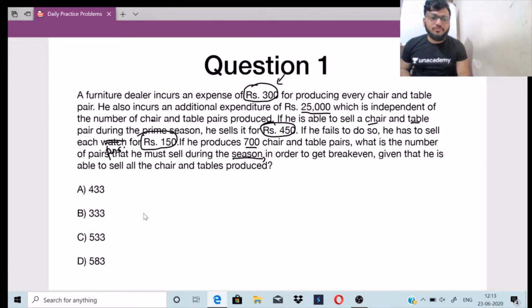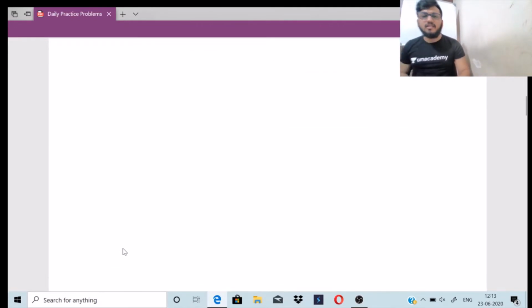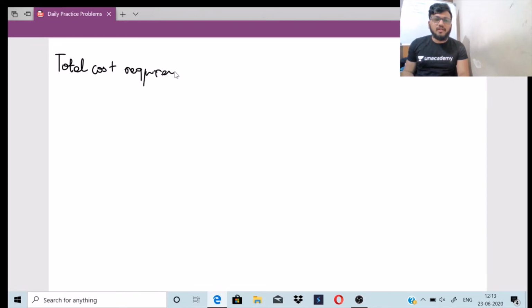So the options given are 433, 333, 533 and 583. Let's go on to the answer here, right? So I will write down the solution. So what is the total cost? What is the total cost required? First, we will write down the total cost required.